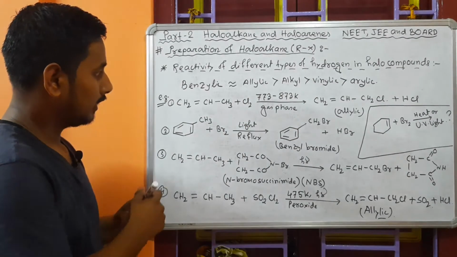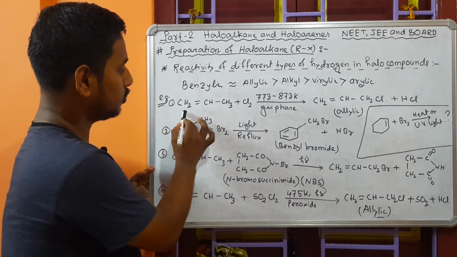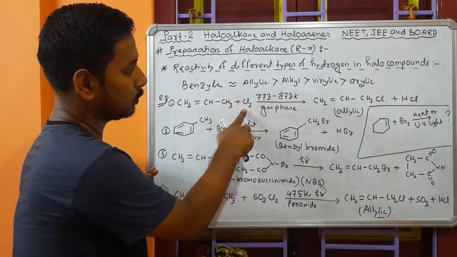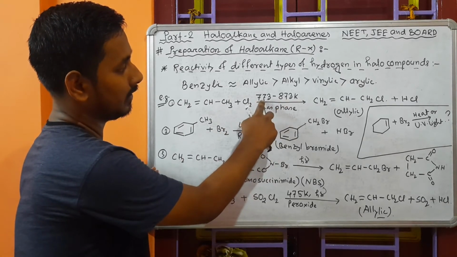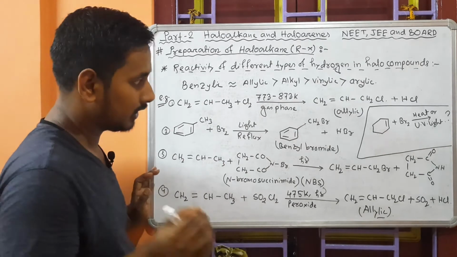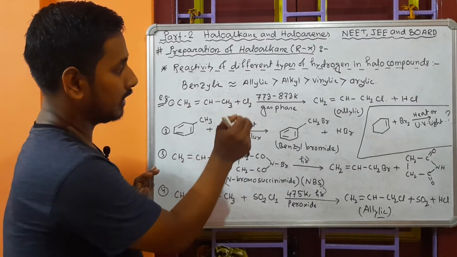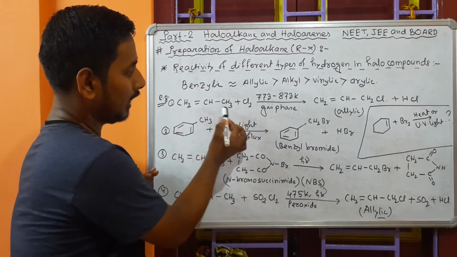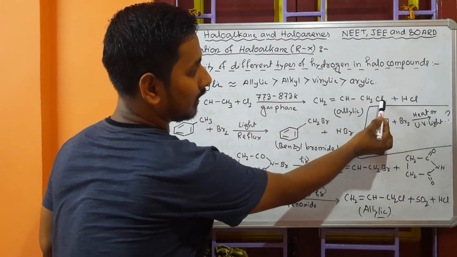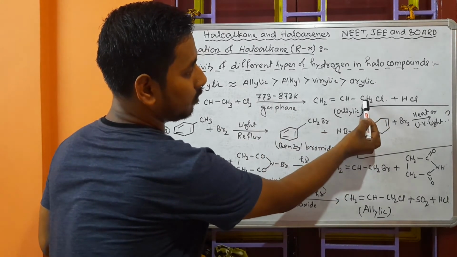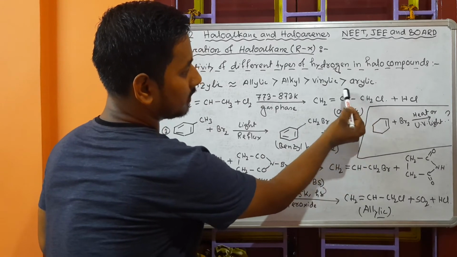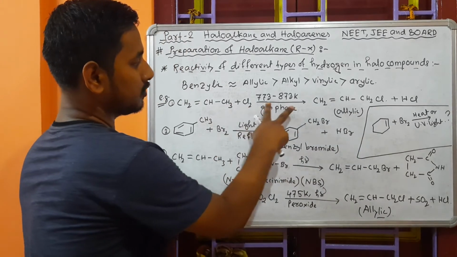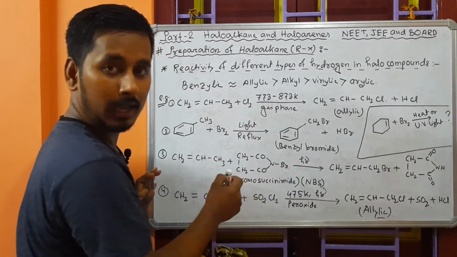Here I give you one example, CH2=CH-CH3. If you react this with Cl2 at 773 to 873 Kelvin in gas phase, then what do you get? You get the allylic product. Why is it allylic? This halogen is connected with this carbon atom, and this carbon is connected with a double bond system. That's why this is allylic. So in this type of reaction, your product should be allylic.